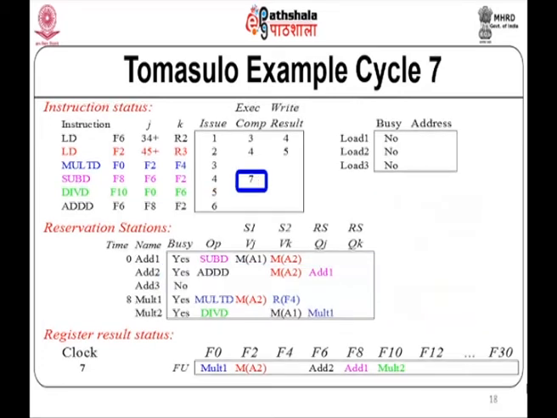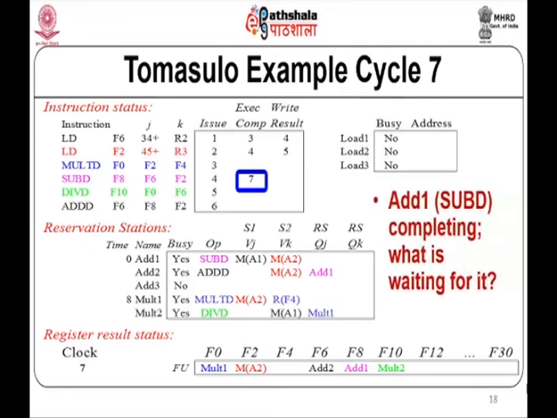In clock cycle 7, the sub instruction has only a latency of 2, so the sub instruction already finishes execution in cycles 6 and 7. Nothing else changes here, and add 1, which is your sub instruction, is completing.